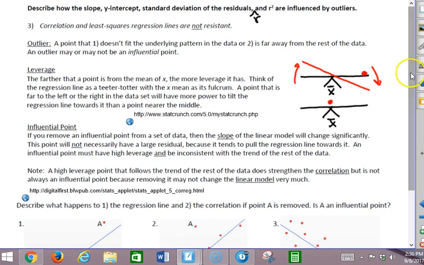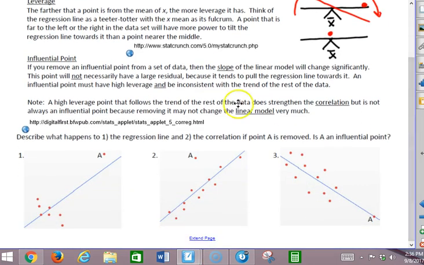So an influential point is a point that, if you were to remove it from a set of data, the slope of the linear model would change significantly. The point might not have a large residual because it tends to pull the regression line towards it. An influential point must have high leverage and be inconsistent with the trend of the rest of the data. Note, a high leverage point that follows the trend of the rest of the data does strengthen the correlation, but it's not always an influential point because removing it might not change the equation, the slope of the linear model, very much at all.